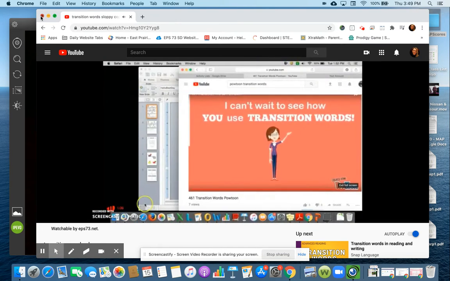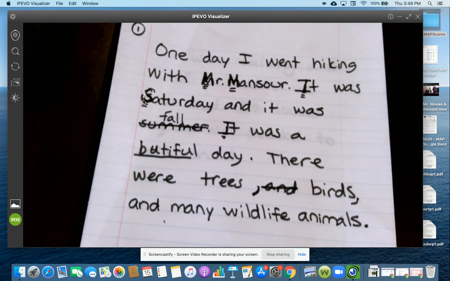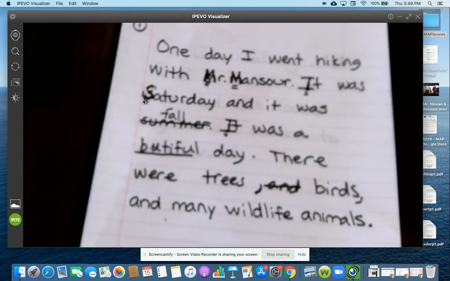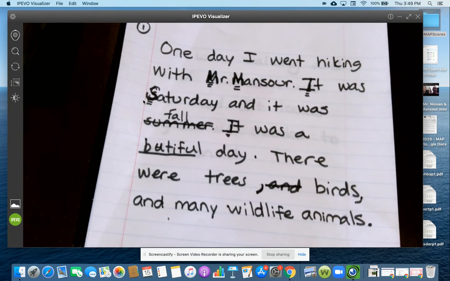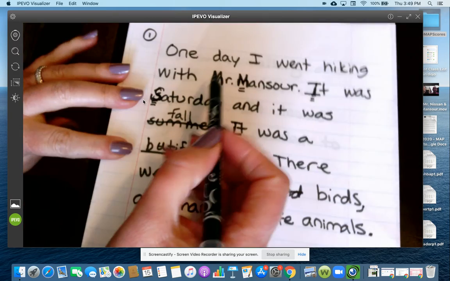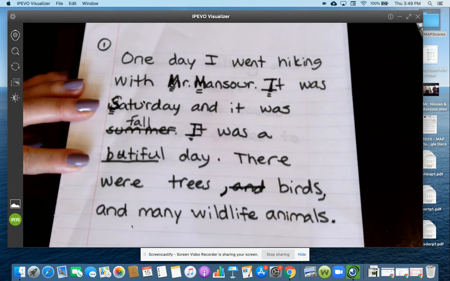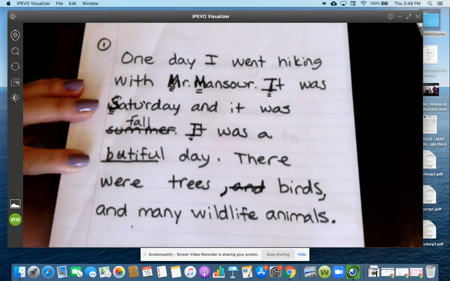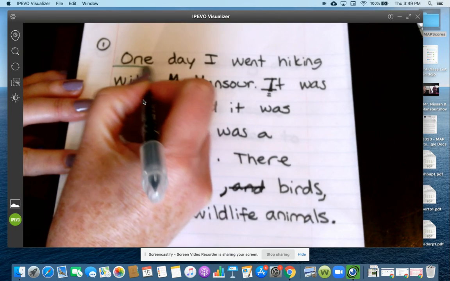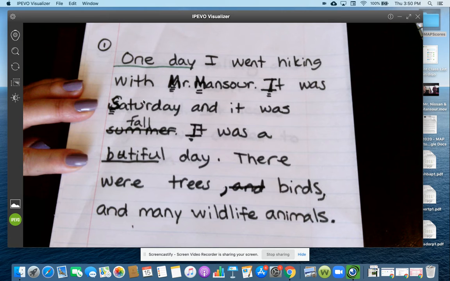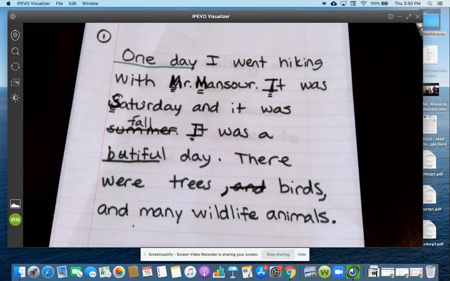Okay, now that we've seen that, now we're going to practice. So I'm using my example of this hiking story that you have seen before. And I want to look back and I want to show you how I can use what I know about transition words to help make my writing more interesting. I actually kind of already have a transition set of words here. I started out my writing with one day I went hiking with Mr. Mansour. So I actually already have kind of transition here where it says one day. Okay.